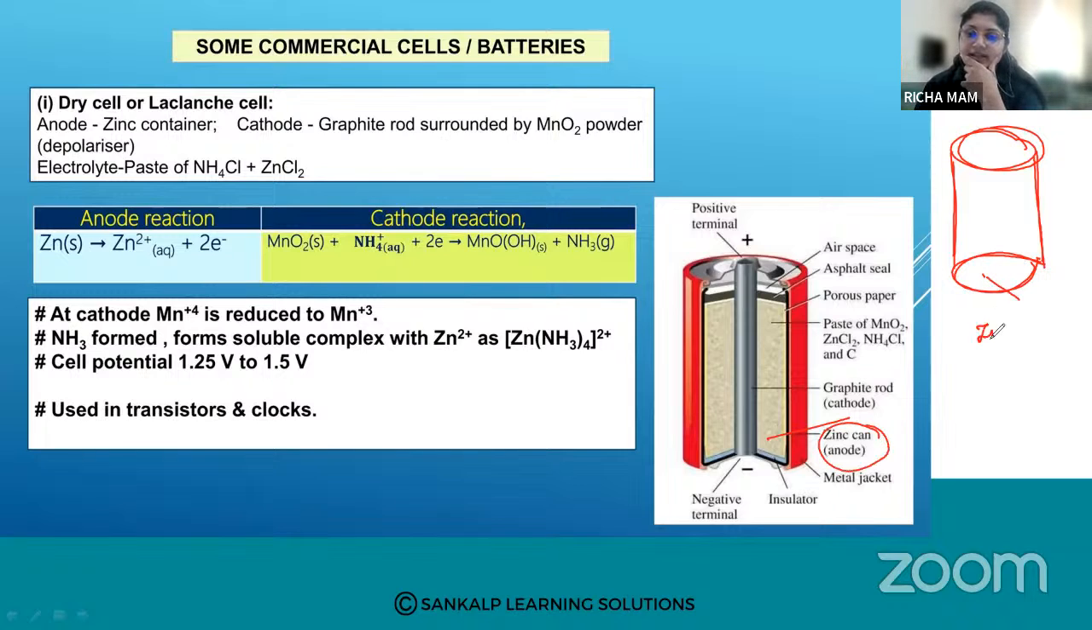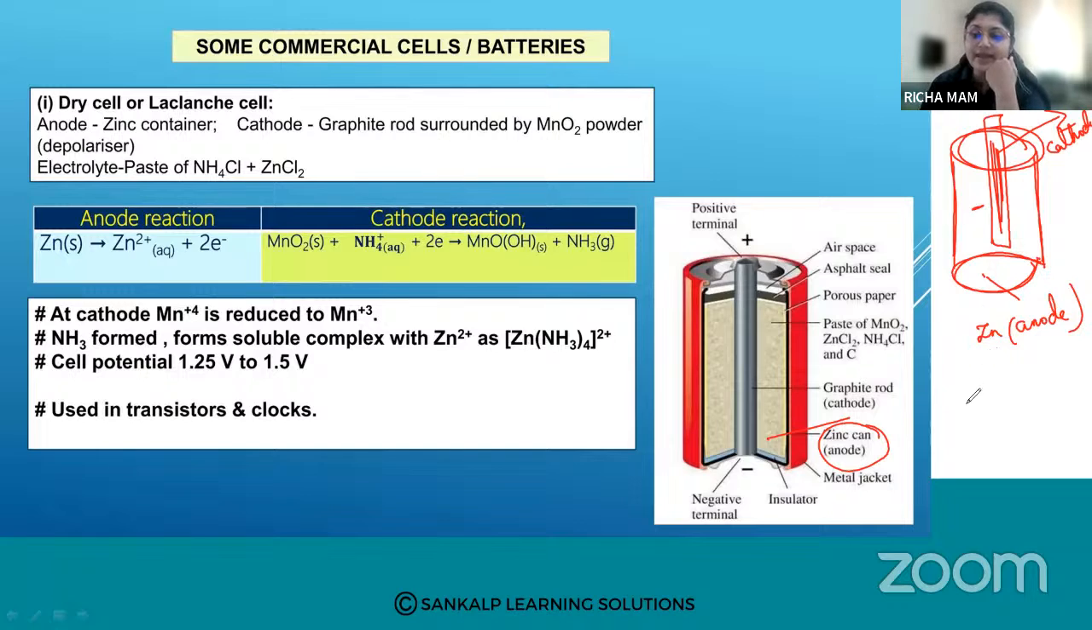The zinc is acting as an anode. And there is a graphite rod, and this graphite rod acts as a cathode. Graphite is nothing but an allotrope of carbon, so I'll write it as C. This graphite rod is placed at the center. Now what is this rod surrounded by?